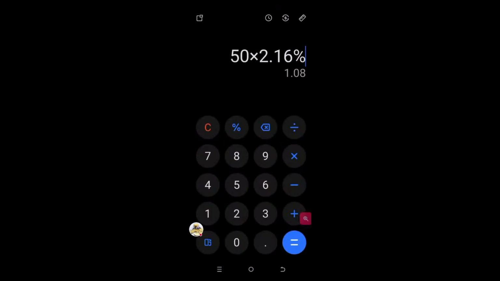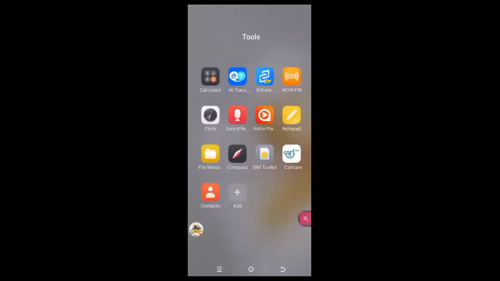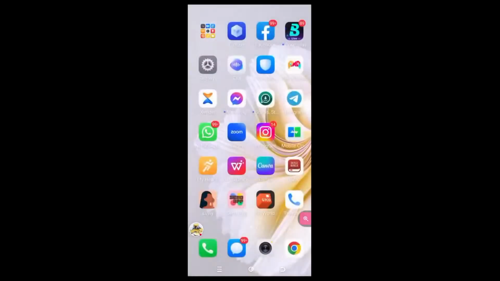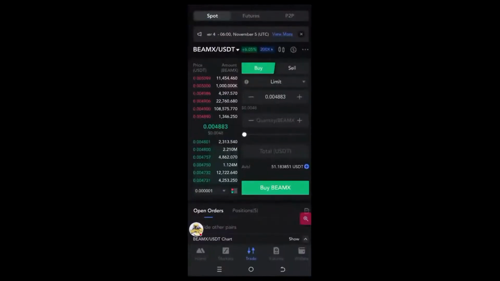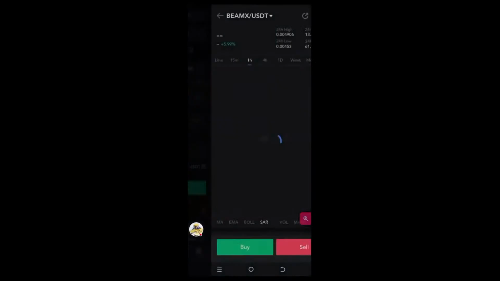So let me put 2.36. I'll just check that out. Am I correct? Yes, I'm correct. I remember it from one of the trades I did earlier. That's why I can remember. So that's 2.36% that we got from MEXC. Beautiful, beautiful, right? Let's check the charts and see what is going on there currently.